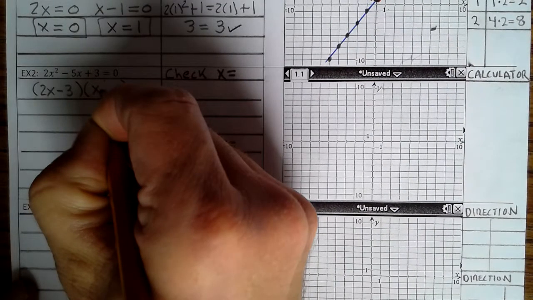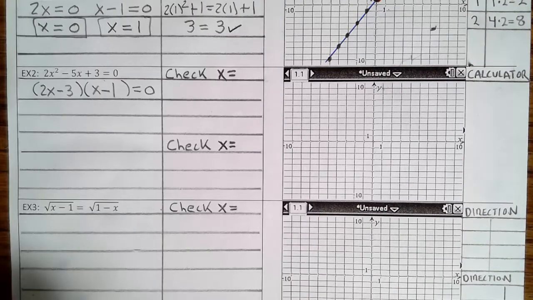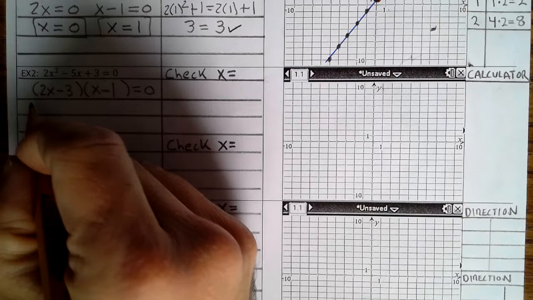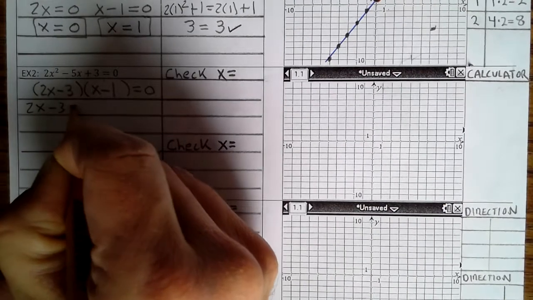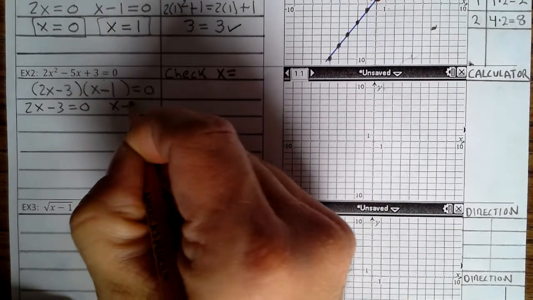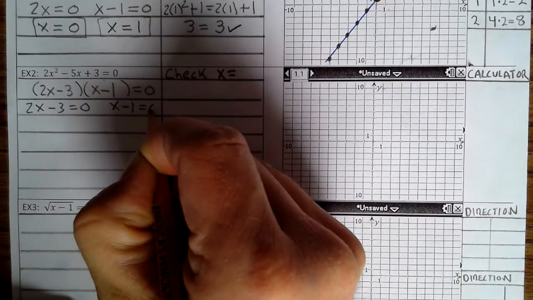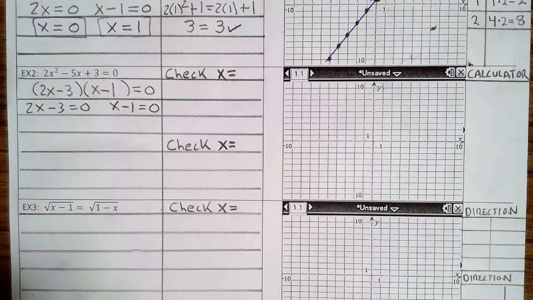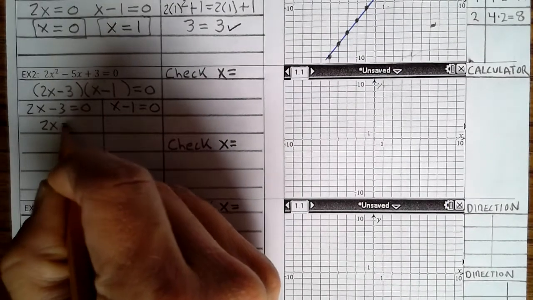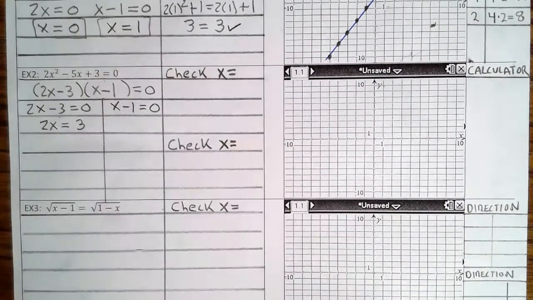Now we set 2x minus 3 equal to 0 and x minus 1 equal to 0. We're going to add 3 to both sides, so you get 2x equals 3. Divide both sides by 2, so x equals 3 divided by 2.